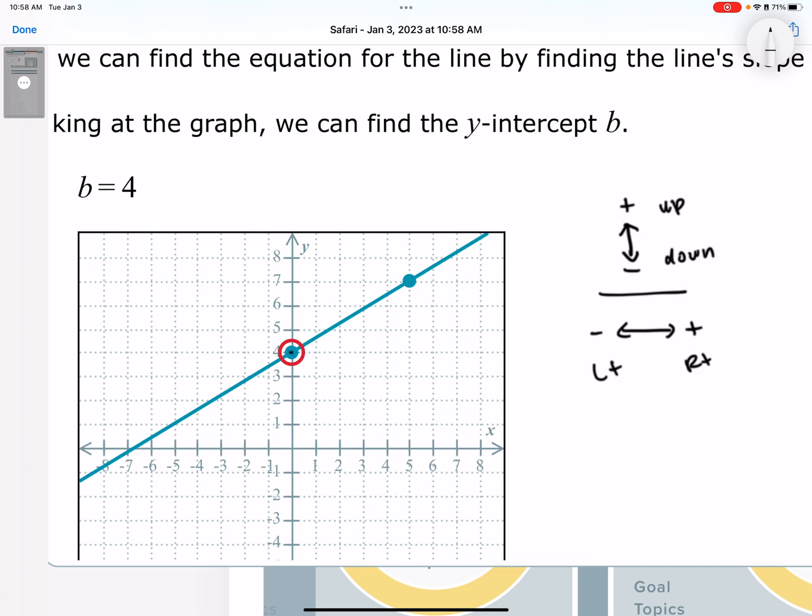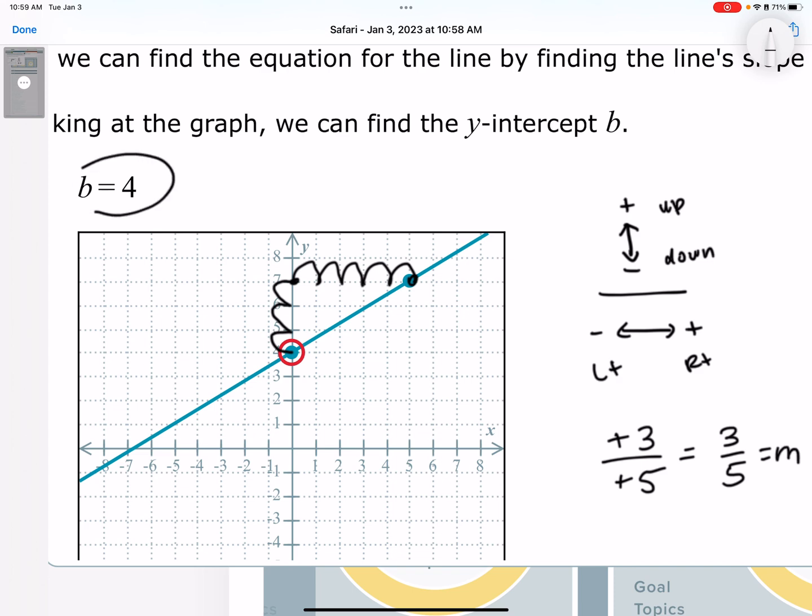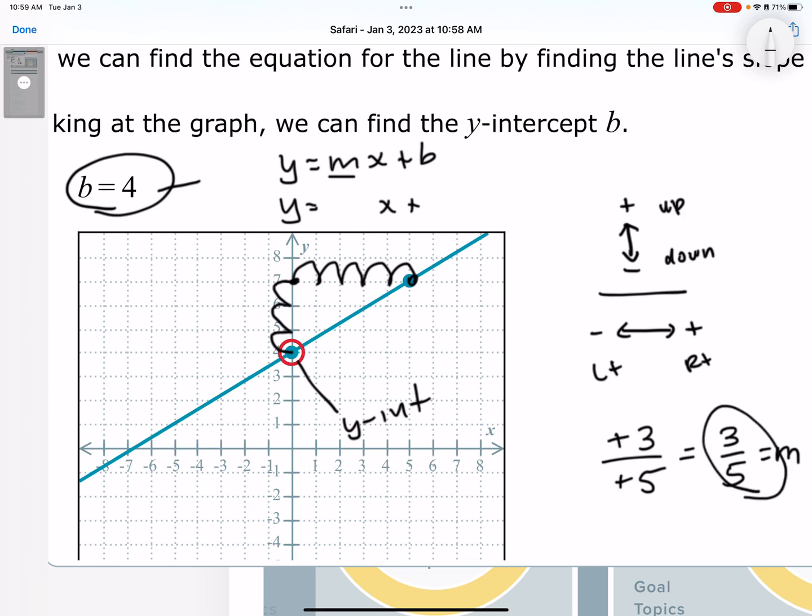All right, so from here, I'm going up 1, 2, 3. So that's going to be up 3. And then I'm going to go to the right, 1, 2, 3, 4, 5. So it's going to be to the right 5. Both of them are positive, so the slope is 3 over 5. Now we know that the b, my y-intercept, is 4. And remember, it was y equals mx plus b. So we're just going to put this in. The m we found here was 3 over 5. And the y-intercept is 4, which is my b. Okay.